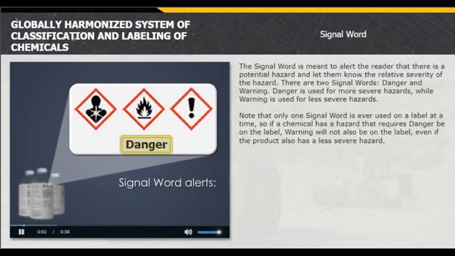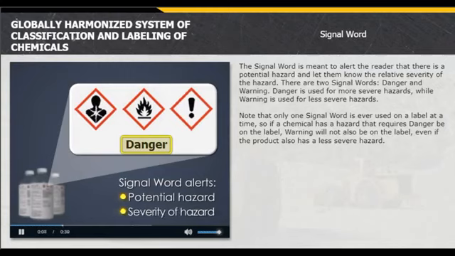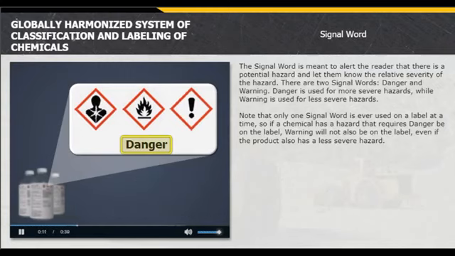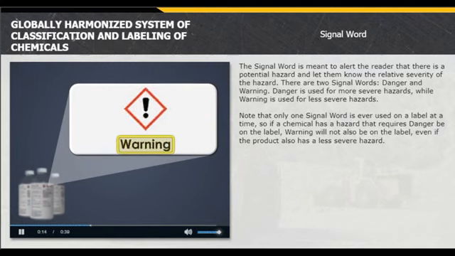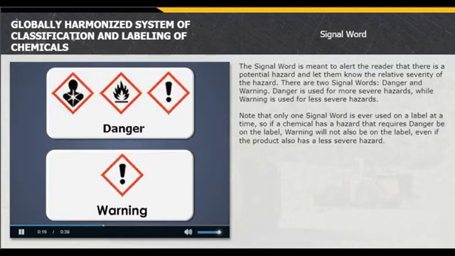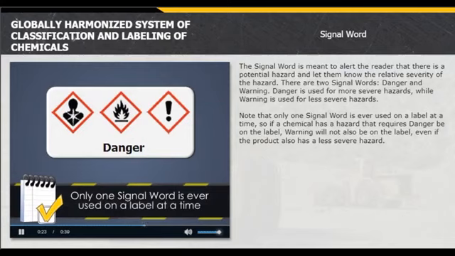The signal word is meant to alert the reader that there is a potential hazard and let them know the relative severity of the hazard. There are two signal words: danger and warning. Danger is used for more severe hazards, while warning is used for less severe hazards. Note that only one signal word is ever used on a label at a time. So if a chemical has a hazard that requires danger to be on the label, warning will not also be on the label, even if the product also has a less severe hazard.